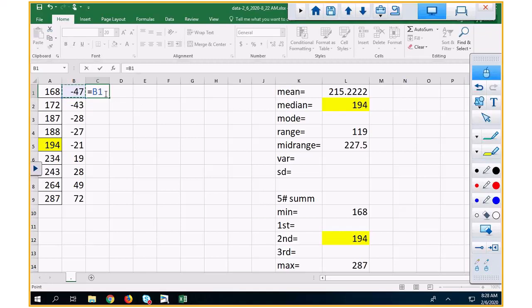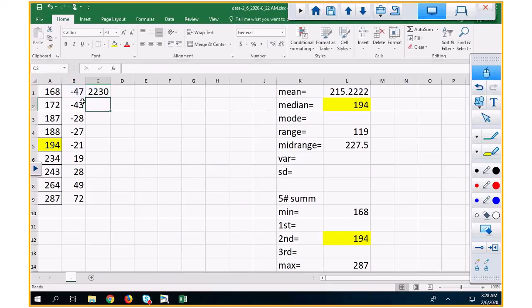This raised to the second power. Then old summation.